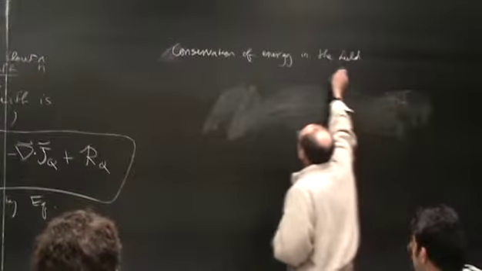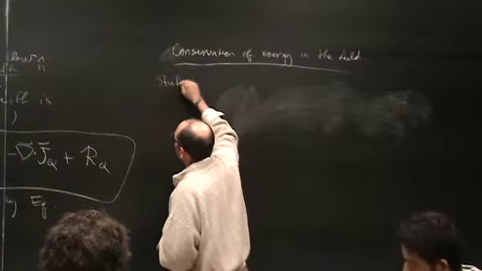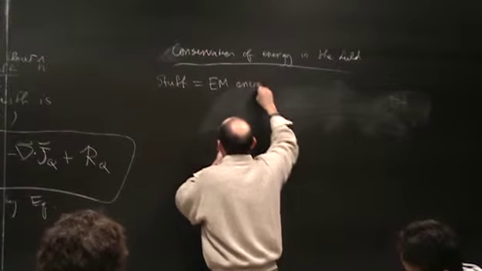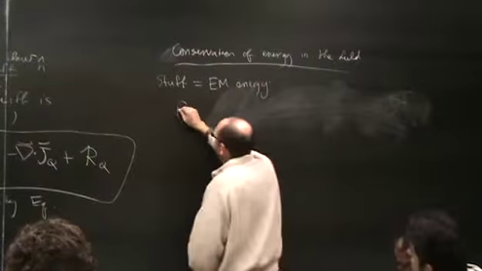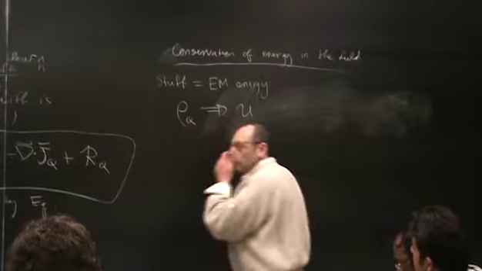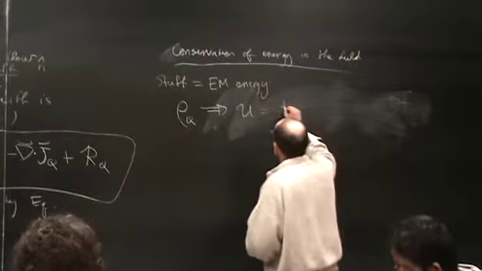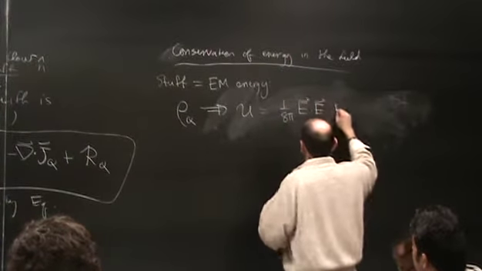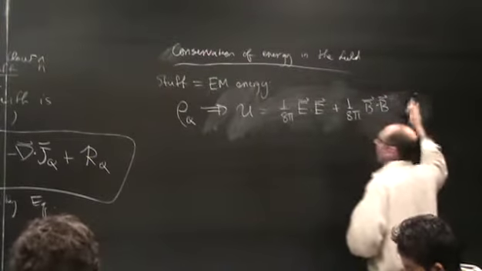Okay, so we're talking about conservation of energy in the field. So stuff equals electromagnetic energy. So the rho sub q goes to the energy density in the field, which we typically call little u. And you remember that's 1 over 8 pi E dot E plus 1 over 8 pi B dot H. Isn't that nice and symmetric? We love that.